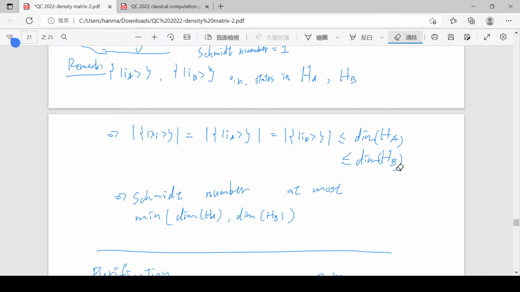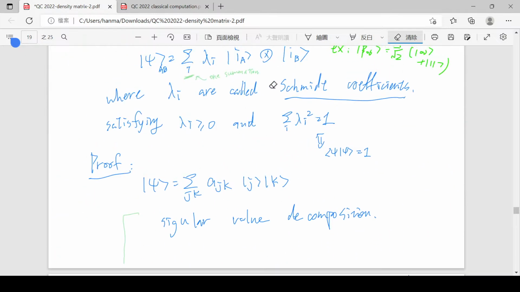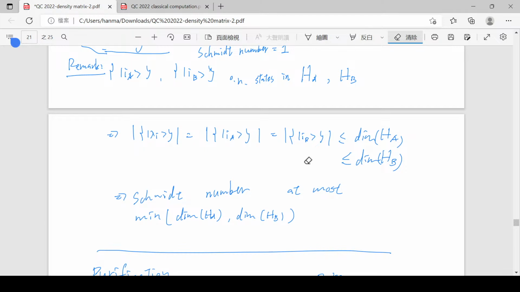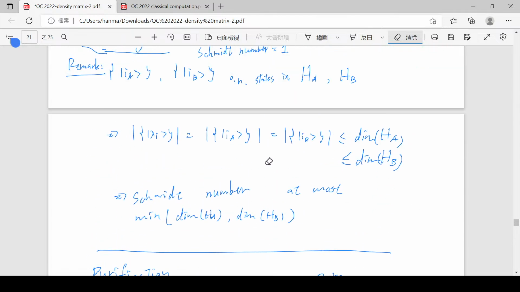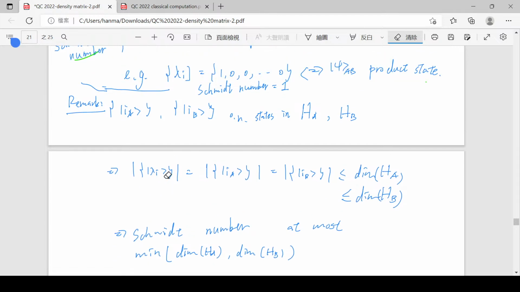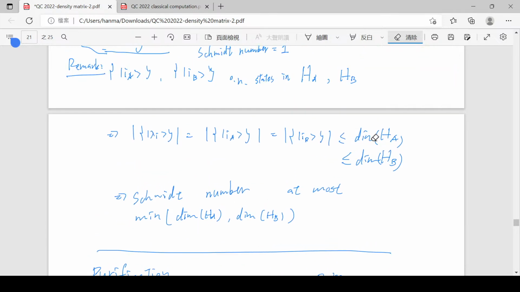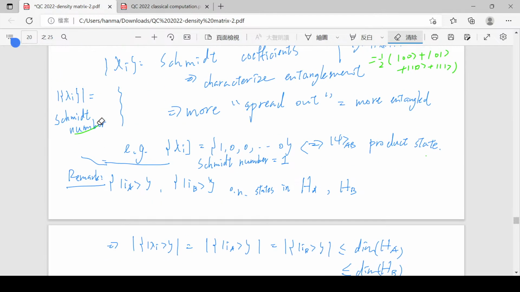And anyway, the number of |i_A⟩ will be equal to the number of |i_B⟩, obviously, and also equal to the number of lambda_i. And that number is the number of non-zero terms here, and so it's at most the dimension of H_A or the dimension of H_B, so the minimum of them. So that's something characterizing entanglement.